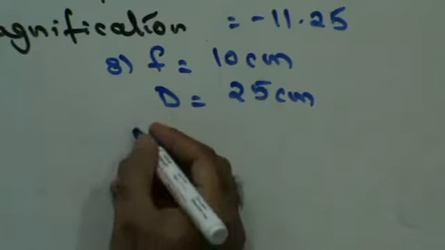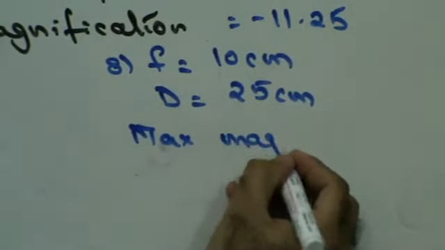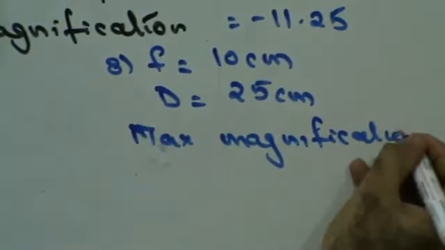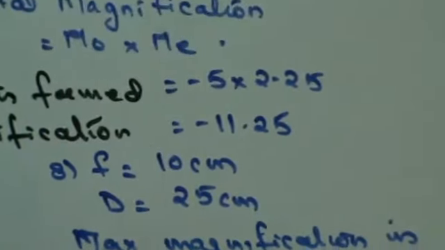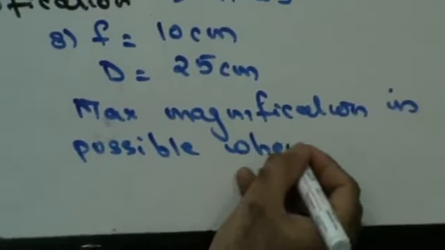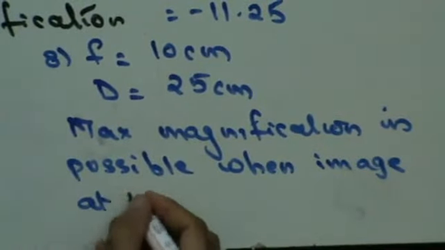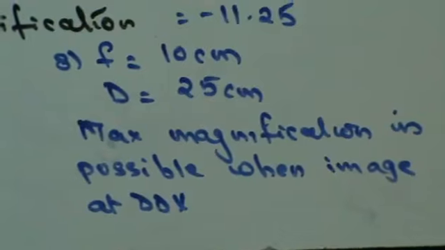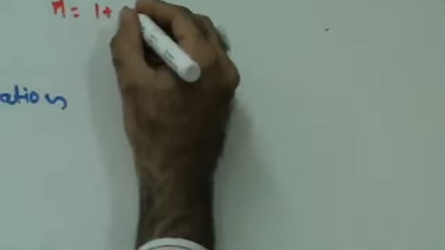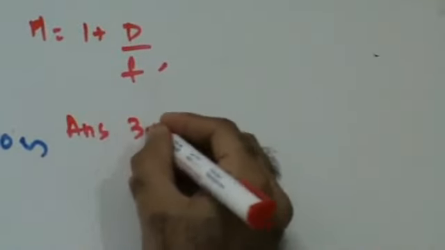Now maximum magnification is possible when the image is at the distance of distinct vision, for which the case is m is equal to 1 plus d upon f. I know d, I know f. I should be able to get the answer for this. The answer for this sum should be 3.5. Next, take on the next sum please.